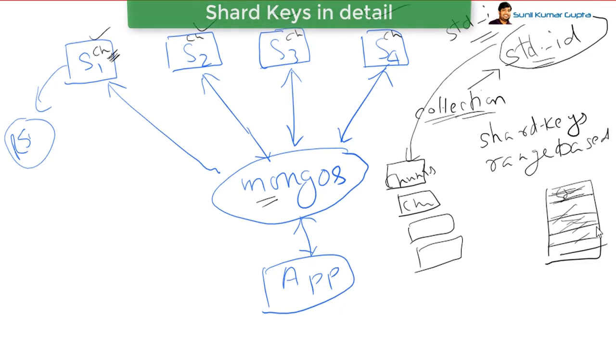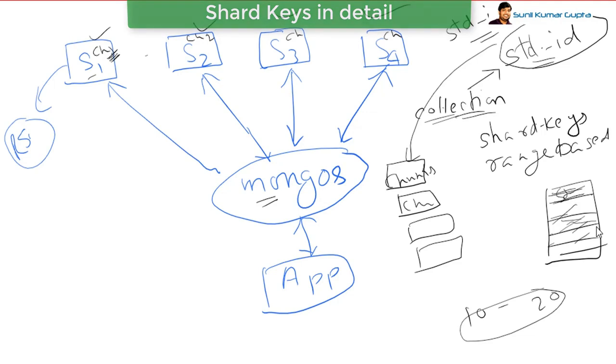So actually this is range based. Suppose student IDs 10 to 20 are on one chunk. Suppose 10 to 20 belongs to chunk 1 and chunk 2, and they are on shard 1 and shard 2. Then it will only scan or search inside shard 1 and shard 2 for the student ID 10. It will not look at shard 3 and shard 4.